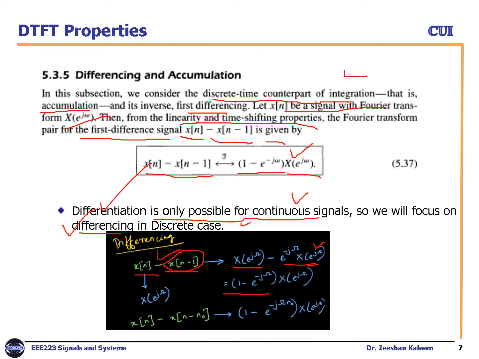Similarly, whenever instead of 1 you have a constant shift n0, this equation can generally be written in this way: (1 - e^{-jωn0}) X(e^{jω}). So this is the differencing property.